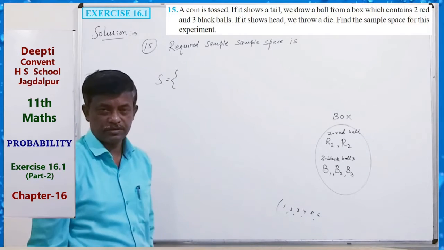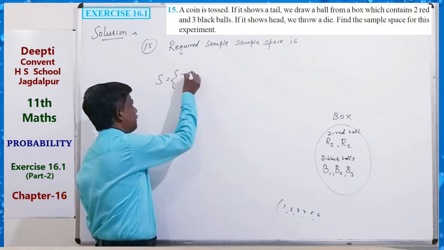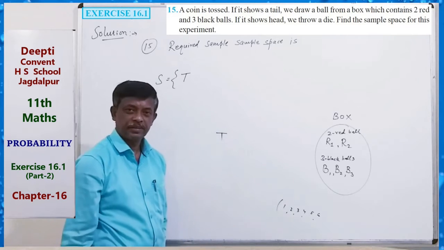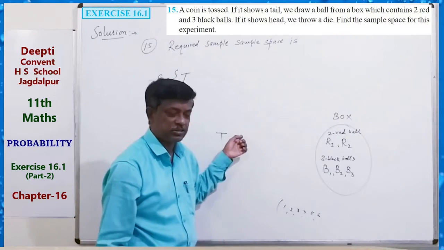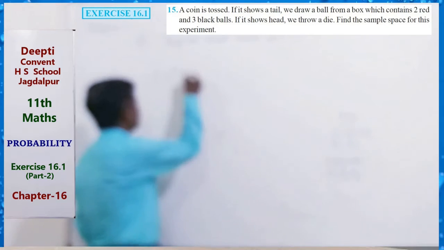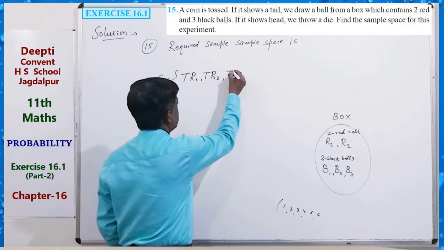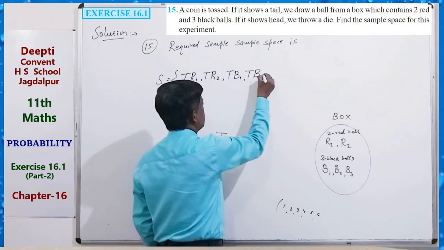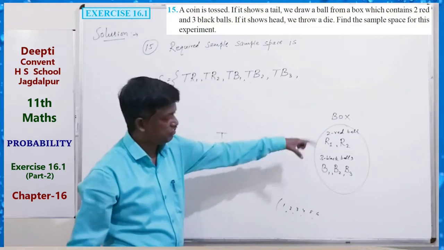A coin is tossed. Suppose it shows tails. Then we draw a ball from the box. So with this tail, these 5 may be possible: T R1, T R2, T B1, T B2, T B3. Maybe any of the 5 balls with T.